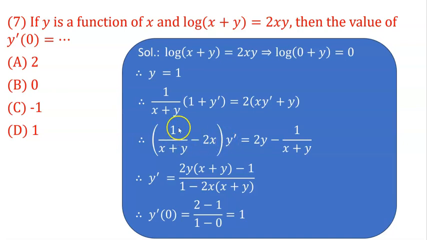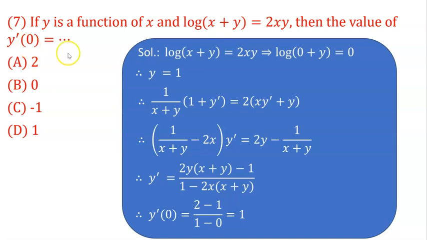What about here? How much will come here? 1 minus 2x in bracket x plus y. This numerator term will go to the denominator, and this term will remain as it is, that is 2y into bracket x plus y minus 1. This remains as it is here. The denominators on both sides, x plus y, will get cancelled. Hence y dash is equal to 2y in bracket x plus y minus 1 upon 1 minus 2x in bracket x plus y.